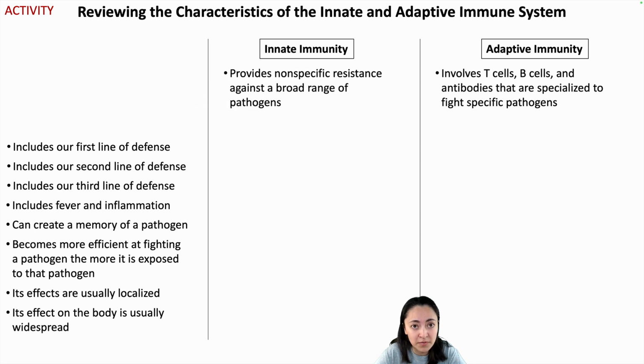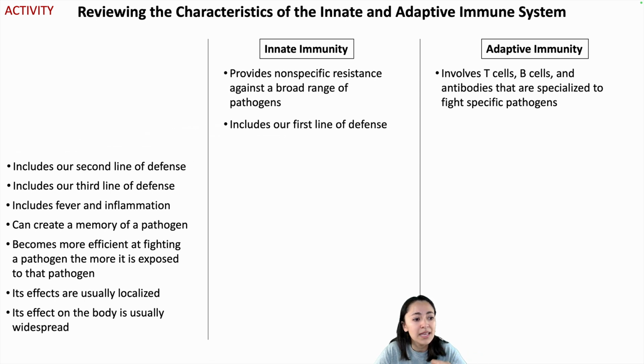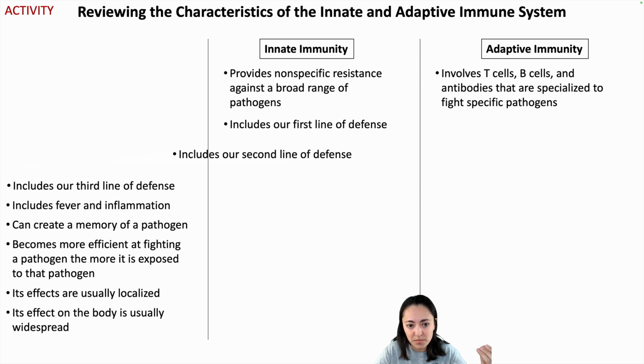Includes our first line of defense. This would include our skin as well as our mucous membranes. That would be our innate immunity. Includes our second line of defense. That includes a lot of different things, such as some of our white blood cells, as well as fever and inflammation. Also, we have some proteins that we call antiviral proteins known as interferons, as well as complement proteins. They're all part of our second line of defense. That would be our innate immunity.